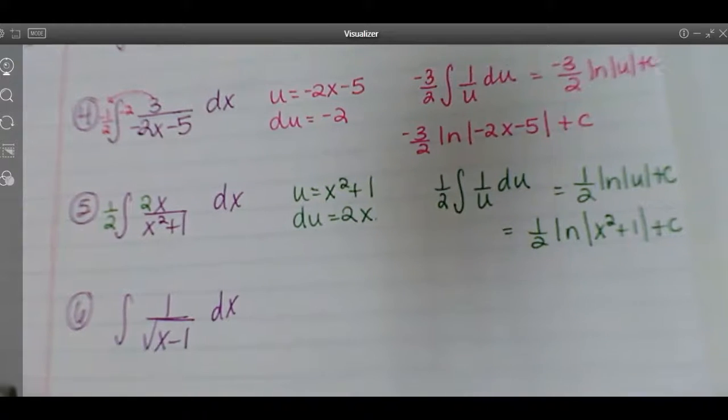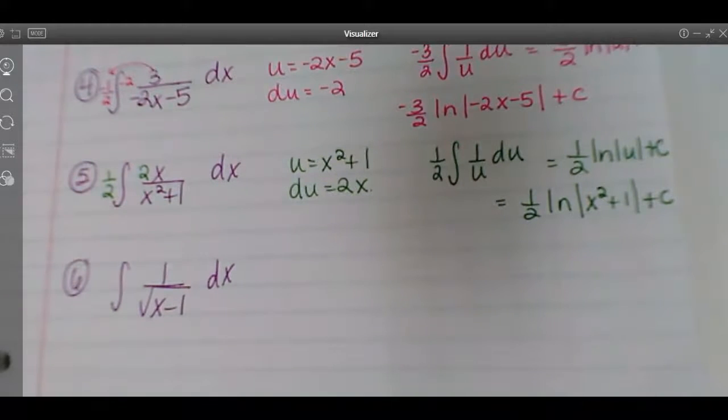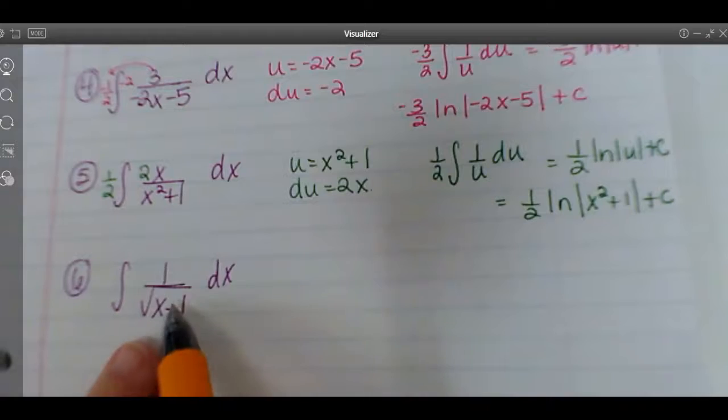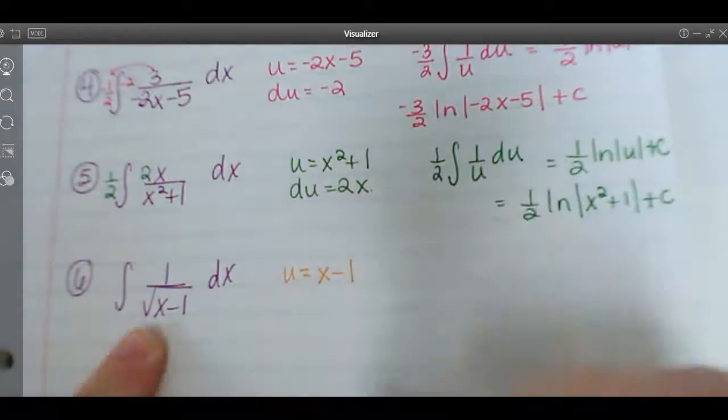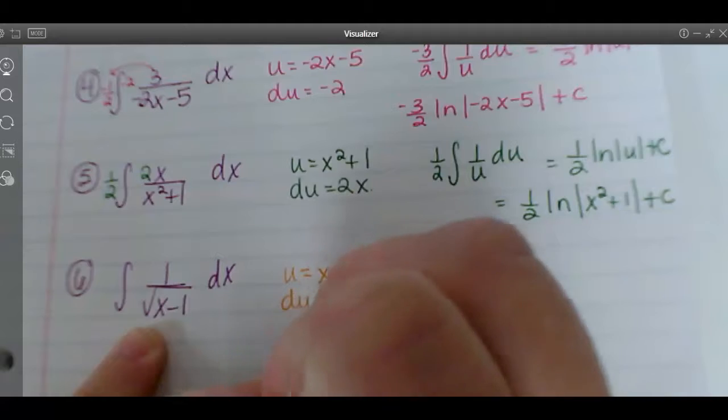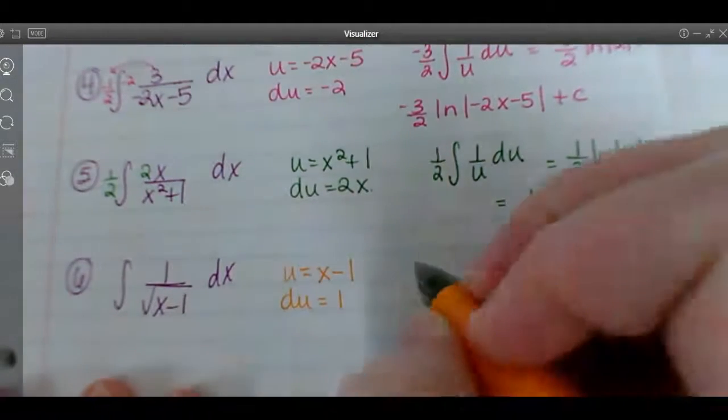Alright, on this next one, I just wanted to show you that just because there's something on the bottom doesn't mean that you're going to end up with a natural log. This is a problem we've done before, but I just wanted to remind you of it. If you let u be x minus 1, du comes out to be 1. There's nothing to change here.